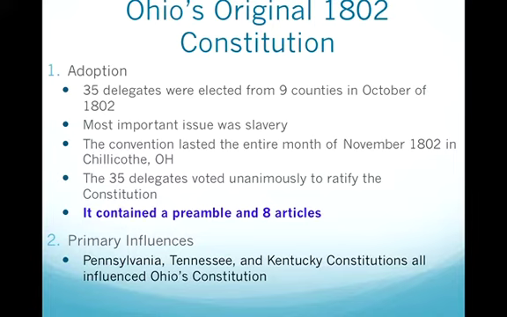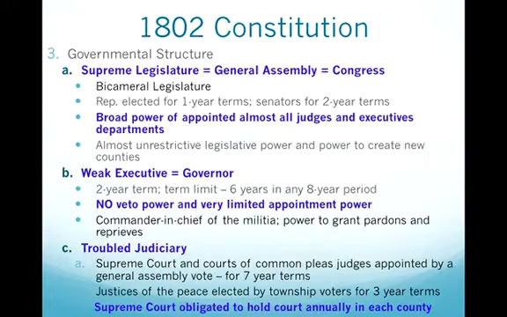All of them voted to ratify the Constitution, and it contained a preamble and 8 articles. And we kind of gleaned some influences from other states to form that. So the 1802 Constitution was set up with a supreme legislature, or General Assembly, called the General Assembly. It's a bicameral legislature, much like our Congress at the federal level.